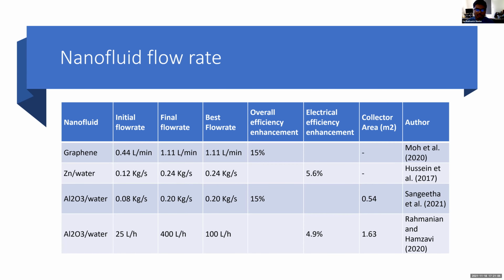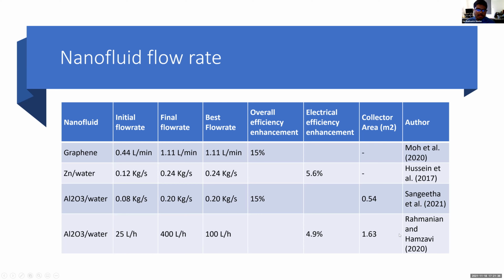Flow rate is also an important parameter here, because flow rate, depending upon the flow conditions, is channeled into a laminar or turbulent flow. The increase in flow rate was found to have positive effects by Moh and Hussein and also Sangeeta. They tested flow rate from 0.44 liters to 1.11. As they increased flow rate, they found the overall and the electrical efficiency had a significant improvement.